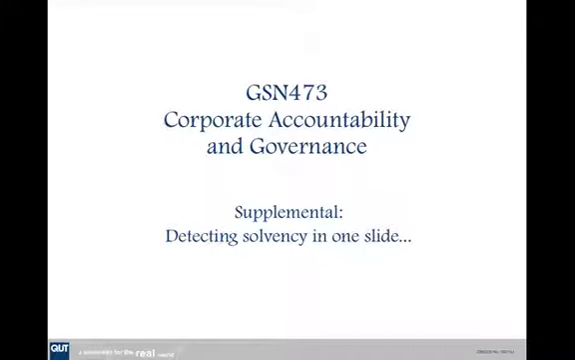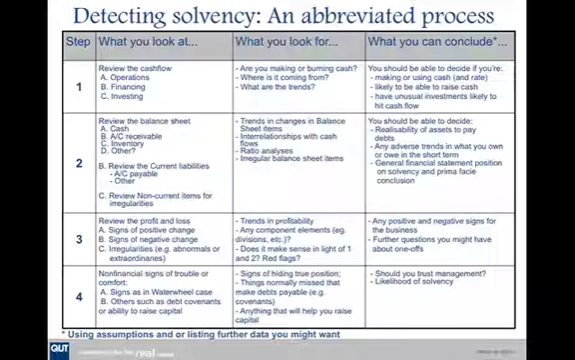So let's go on. What does the one slide approach to detecting solvency look like? In essence, I think that there's 4 key steps that you need to take. There are some subsets within that. There are things you look for, so you look at things in the statement, you're looking for what's going on in the company, and you're trying to draw some conclusions, or at least to understand what information you need to know in more detail. So let's get into it.